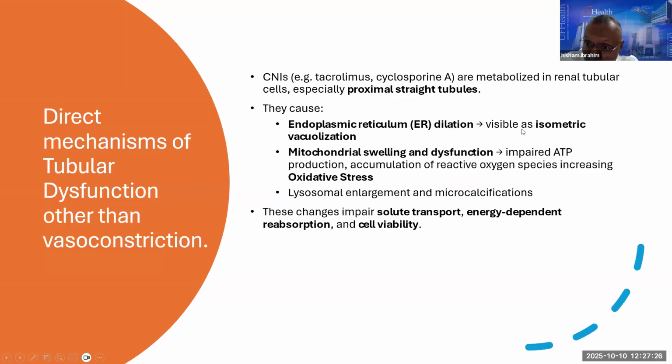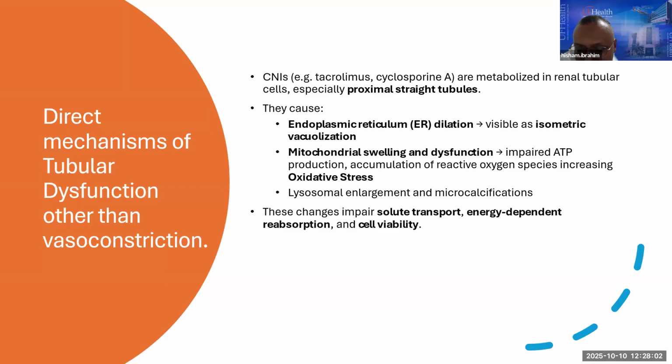So you see isometric vacuolization. These are vacuoles in the cytoplasm that are one of the features that you see in CNI toxicity. These are different from the isometric vacuolization that you see in causes of osmotic injury, like patients who receive hetastarch or IVIG or mannitol, any cause of these osmotic injuries to the kidney. Those are usually lysosomes containing the large molecules that you gave.